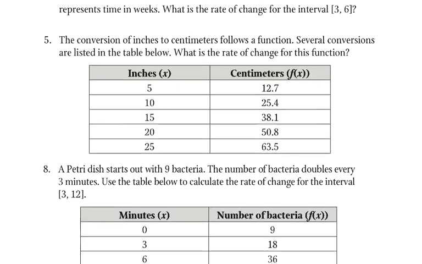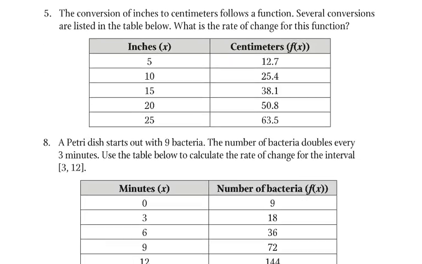Alright, now looking at number 5, the conversion of inches to centimeters follows a function. Here's several conversions. What is the rate of change for this function? Okay, so looking at the rate of change, let's see if it's constant. The difference between 25.4 minus 12.7 gives us 12.7. So we added 12.7. If we add 12.7 to 25.4, does that give us our next number? 38.1. So we're adding 12.7 each time. And on this side, we're adding 5.